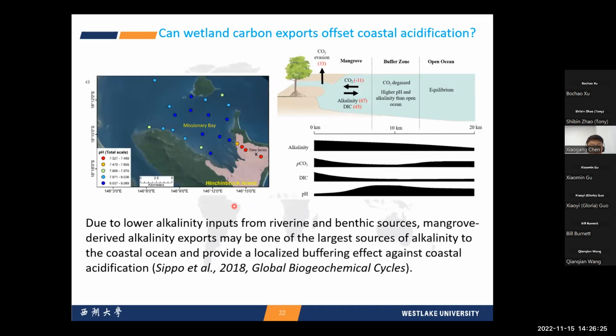So previous studies found that coastal wetlands export large amounts of alkalinity and dissolved inorganic carbon to the coastal waters, and then the CO2 was released back into the atmosphere very quickly. This leads to higher pH and alkalinity than the open ocean in this buffer zone. Due to the lower alkalinity input from the riverine and the basin sources, coastal wetland-derived alkalinity export might be one of the largest sources of alkalinity to the coastal ocean and provide a localized buffering effect against coastal acidification.